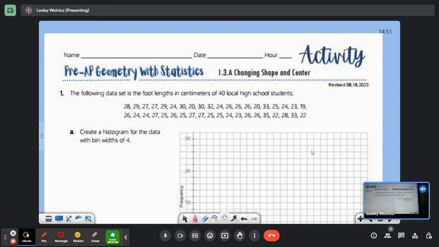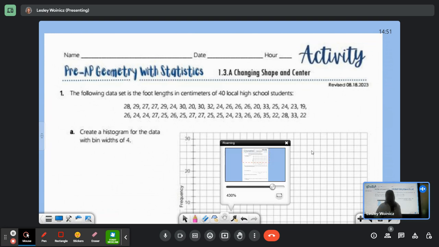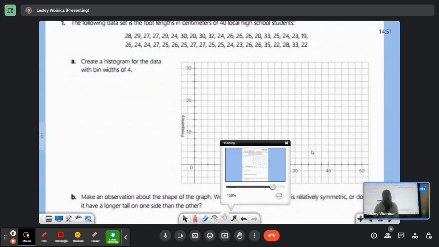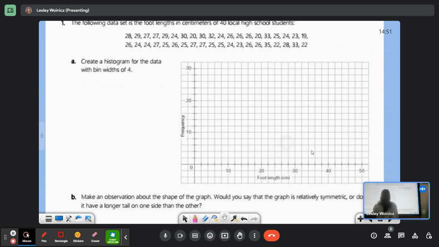In centimeters for 40 local high school students. Okay, we have to create a histogram for the data with bin widths of 4. I think you might have made a histogram before, but we are going to make sure that everybody knows how to do it, okay?